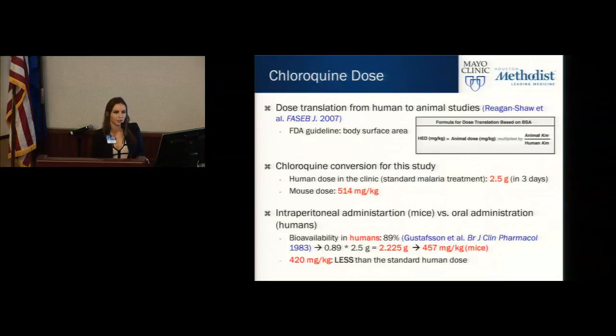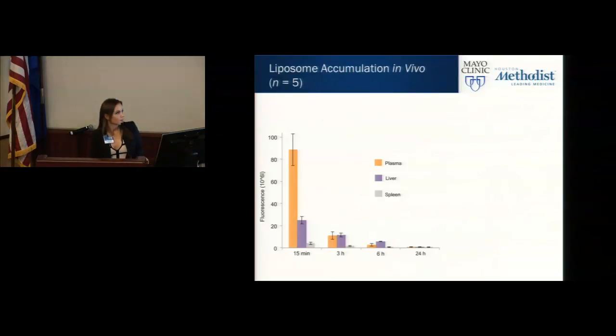So then we looked at the accumulation of liposomes in control mice at various time points in the plasma, liver, and spleen, and the goal was to find a time point where liver accumulation was higher than plasma accumulation. Because if we're studying liver uptake, we want to make sure that most of the liposomes are not in circulation. And we found that this was at 6 hours.